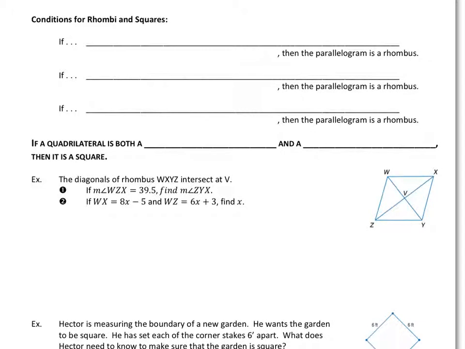If the diagonals, I'm just going to draw a parallelogram. If the diagonals of a parallelogram are perpendicular, then the parallelogram is a rhombus. So if we can prove that the diagonals are perpendicular, which we can do by finding the slope of the diagonals, and if they're opposite reciprocals, then they're perpendicular, and the figure is a rhombus.